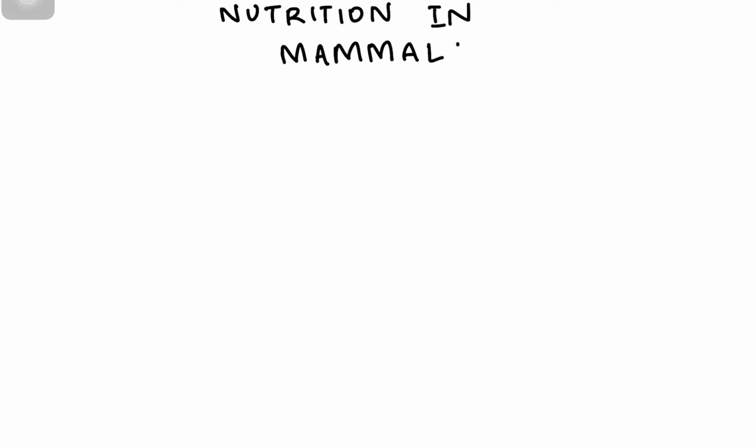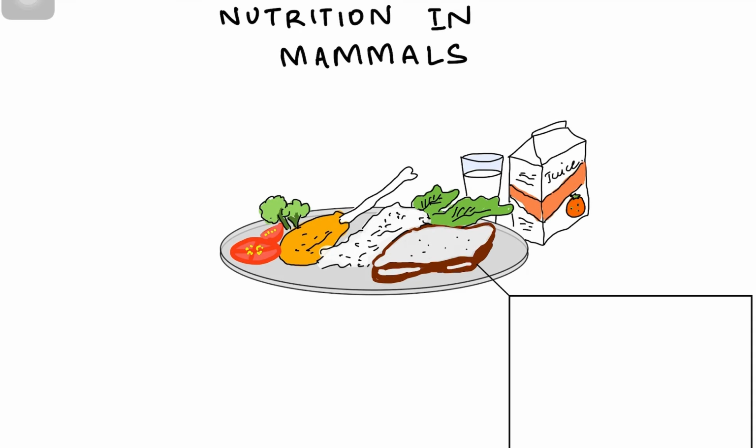Here we're starting a new chapter of biology, which is nutrition in mammals. So we'll start with the basics of important components of the human diet, or perhaps the animal diet. Just imagine this artwork I did. It has multiple components and we're going to break into each and their importance.